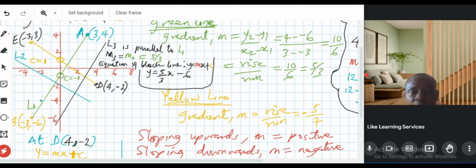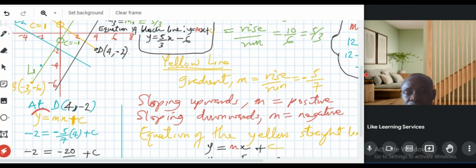Since this is the yellow line, we already know its gradient is -5/7. That's m equals -5/7. We can use coordinate D or coordinate E. Now let's use coordinate D. At D, which is (4, -2), we just apply the equation of a straight line, y equal to mx plus c.